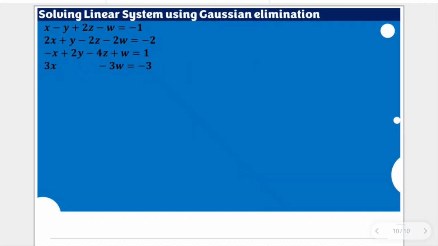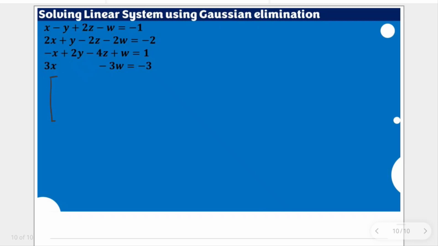So for this video, we are tasked to solve this linear system using Gaussian elimination. In short, we need to come up with our row echelon form after the application of row operations to the equivalent augmented matrix of this linear system. So we are going to start with this linear augmented matrix here.